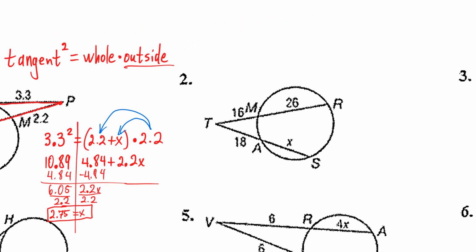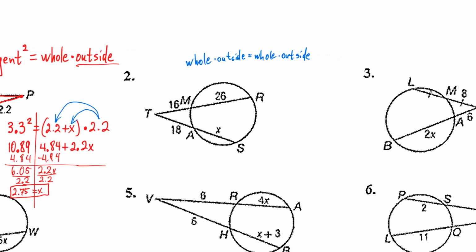Then on this one we have two secants. So this is whole times outside equals the whole times the outside. The whole thing is 42 times the outside piece of 16, equals 18 plus x times 18. 672 equals 324 plus 18x.